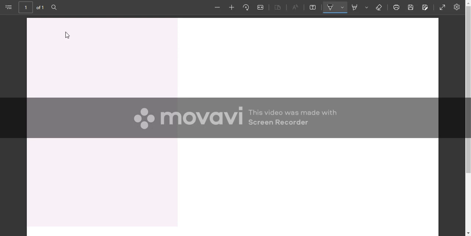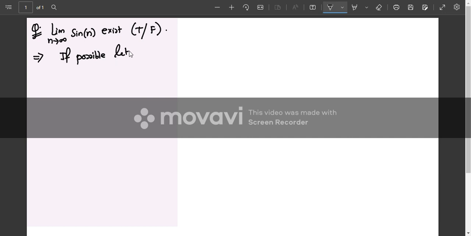Okay, so the question is: does the limit as n tends to infinity of sin n exist? Is this true or false? Okay, so if possible, let the limit as n tends to infinity of sin n exist.